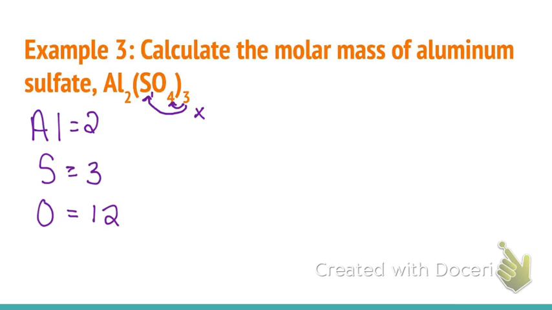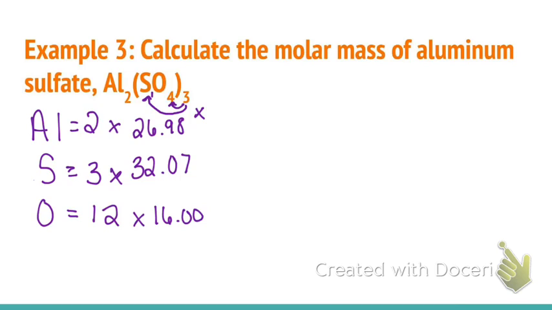Oxygen we've used now in the last 2 examples. So again, its individual mass is 16. We need to look up sulfur. We need to look up aluminum. Aluminum on your periodic table is 26.982. We can round that off and say 26.98. Sulfur is 32.066. So we can say 32.07.